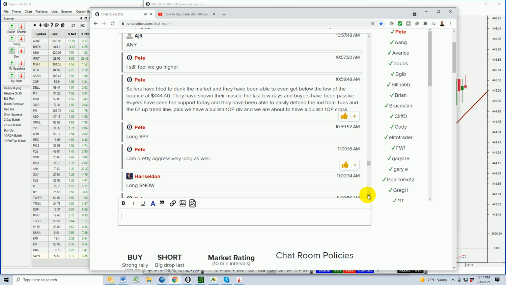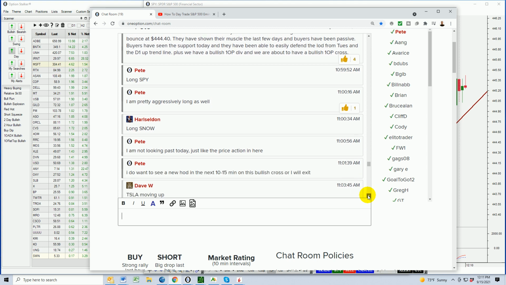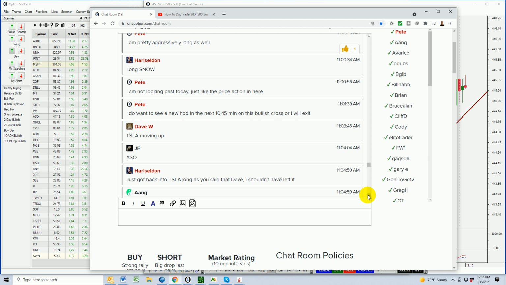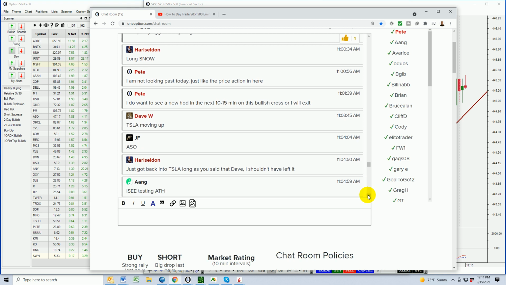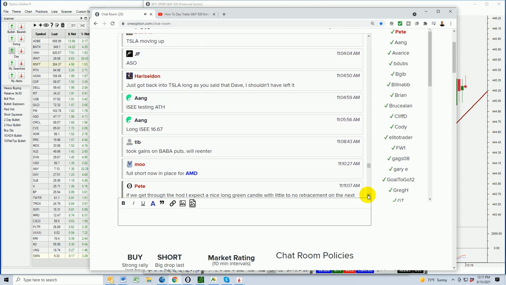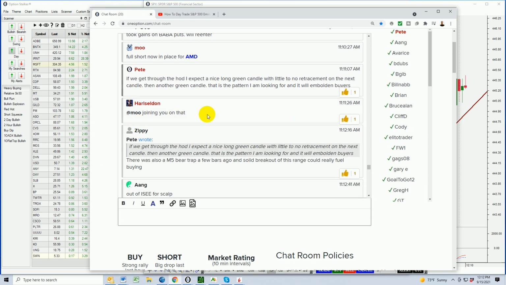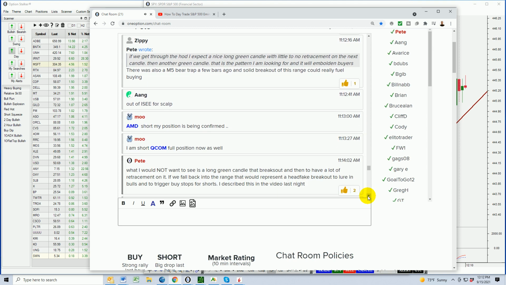We know that buyers on a longer term basis have been super aggressive on these dips. They're looking for any signs of support. Got that trend line, 50-day moving average just below it. This would be a good entry point for them, but they are going to wait for that confirmation, for that support to materialize. And if we can get through, this is the pattern I'm looking for. Long green candle, followed by another long green candle.